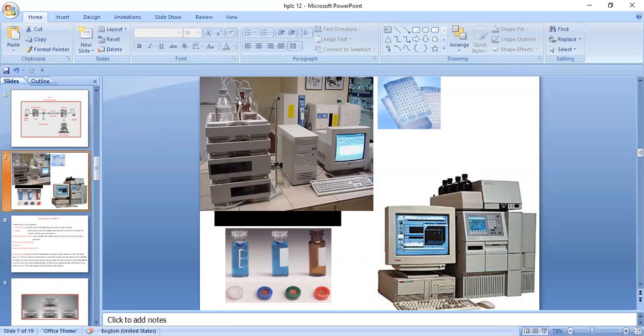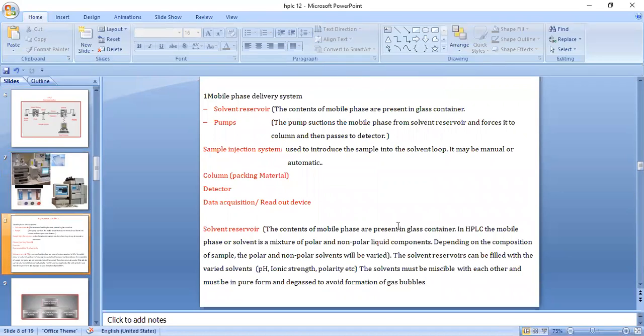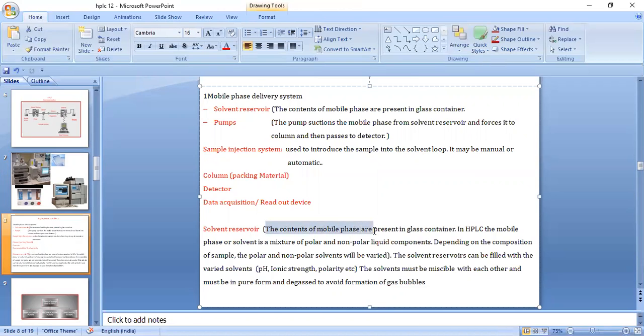So the solvent reservoir is at the top of an HPLC column, and it is the reservoir of a solvent which is used for the separation of the components of the mixture. The solvent reservoir contains the mobile phase, and it is present in glass containers. In HPLC, the mobile phase or solvent is a mixture of polar and non-polar components, and depending upon the composition of the sample, the polar and non-polar solvents can be varied. So this is what I am saying. You can vary your solvent.